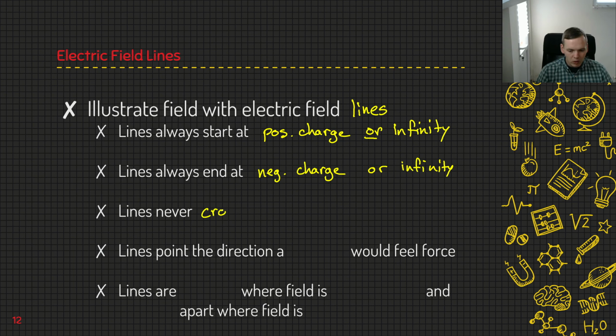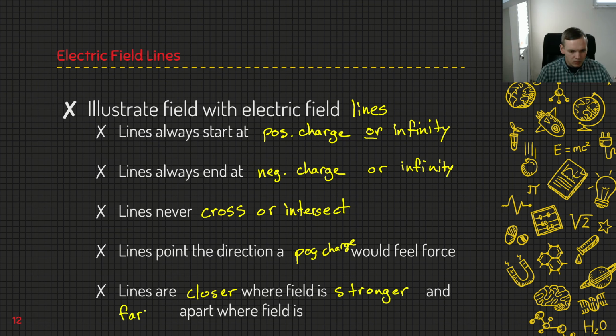Lines will never cross each other or intersect. They will always point in the direction a positive charge would feel a force, and they are closer together where the field is stronger and farther apart where the field is weaker.